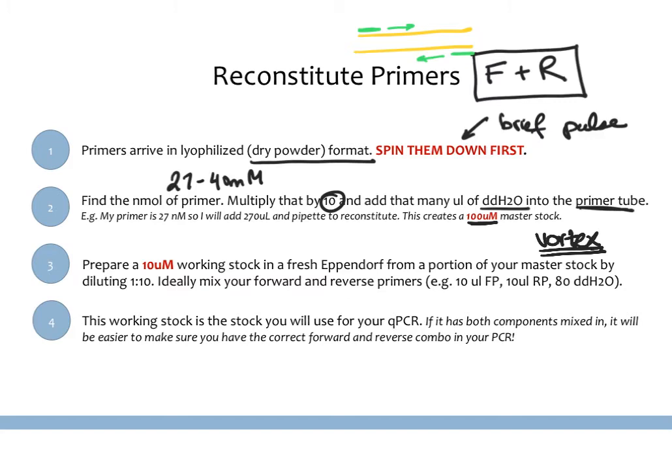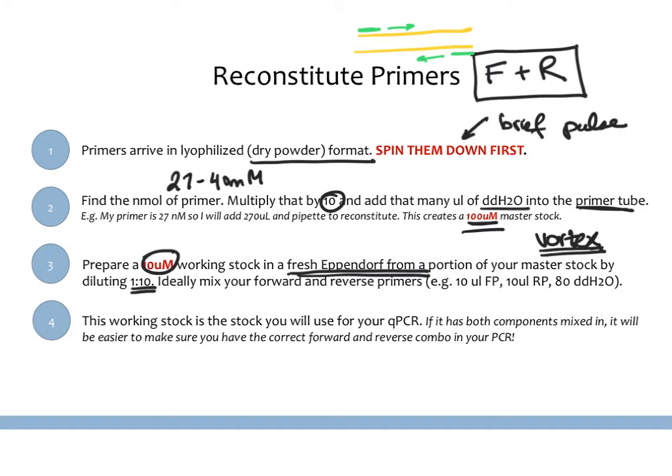Once you have done that, your next step will be to create your actual working stock. Here you'll create a 10 micromolar working stock. This will be in a fresh tube, not the same tube that you used, right? Because you want to save this and keep it, and then use a fresh stock that will contain the stock that you actually use in your qPCR. You will dilute 1 to 10 from your master stock.